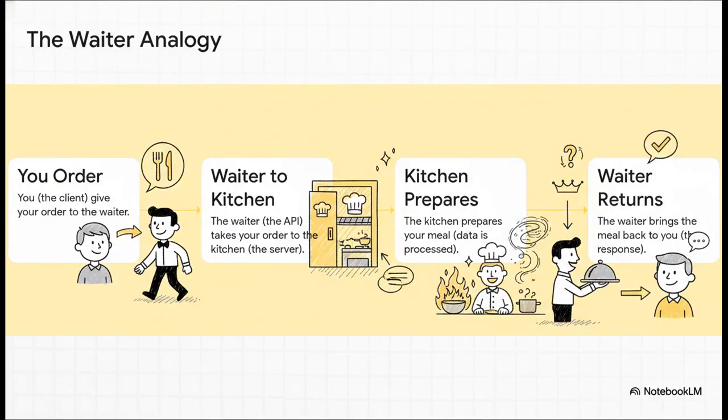And this analogy just illustrates the whole thing perfectly. You don't march into the kitchen yourself, right? No, you give your order, your request, to the waiter. The waiter is the API. That waiter knows exactly how to talk to the kitchen, the server, and brings back exactly what you asked for. That's the response. The API is the perfect go-between.